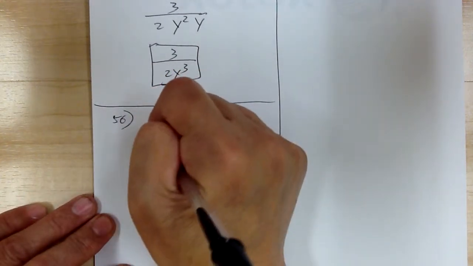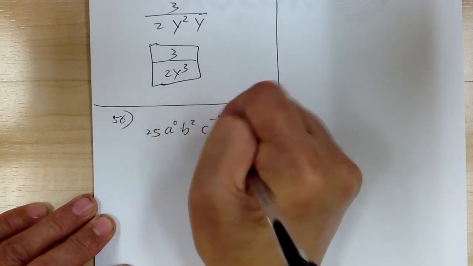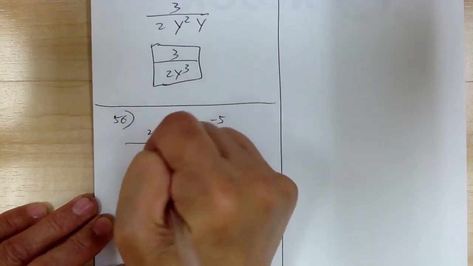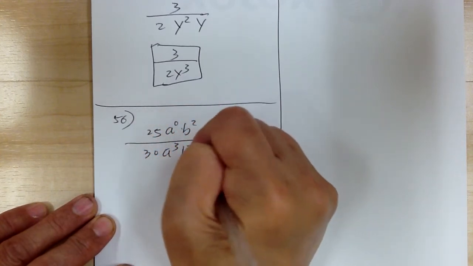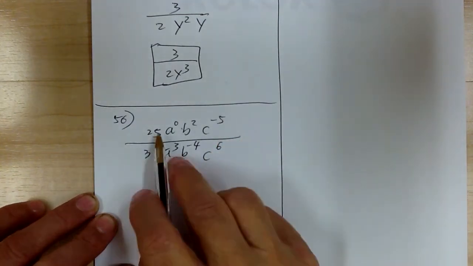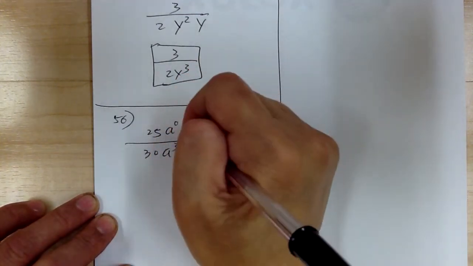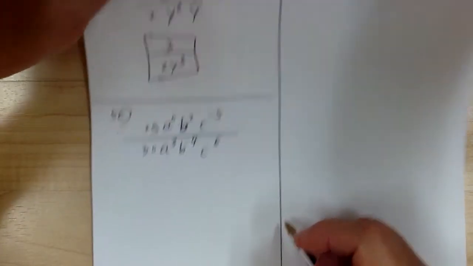Okay, you got 25, a to the 0, b squared, c to the negative 5, over 30, a to the 3, b to the negative 4, c to the 6. Okay, now if you don't want to cancel the number first, that's fine. Okay, you can do that too. Again, there are many ways you can do this. Okay, so I'm going to do a different way.